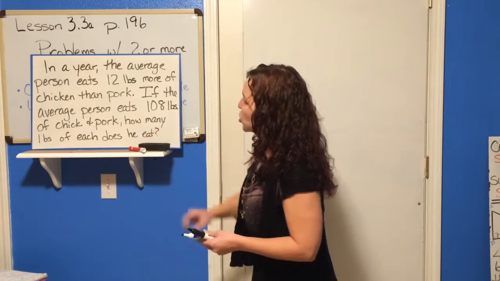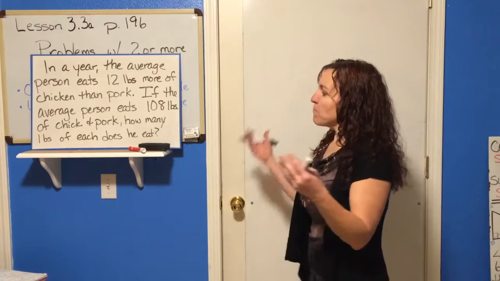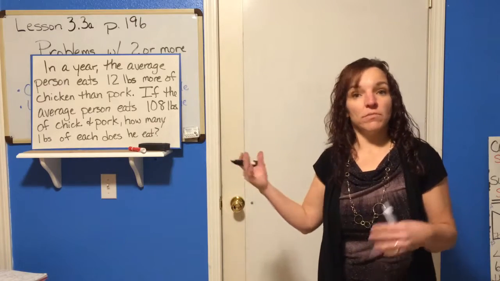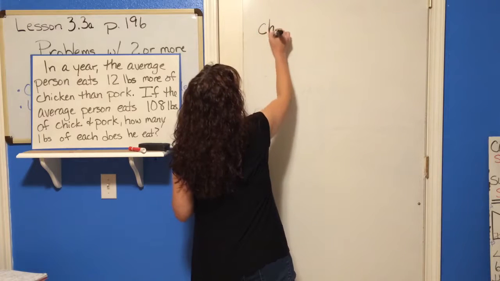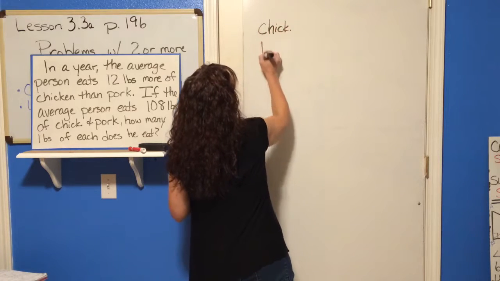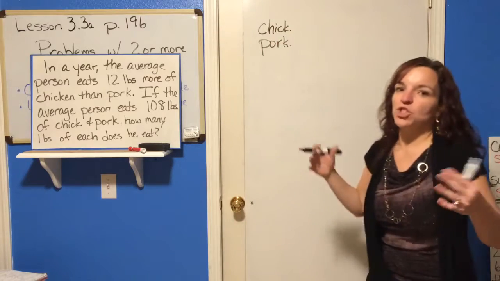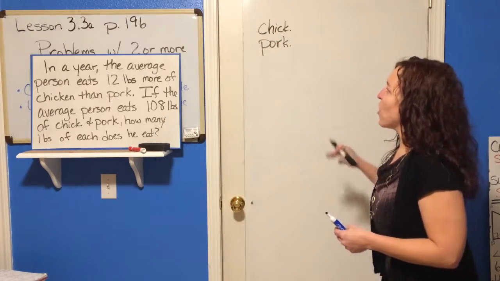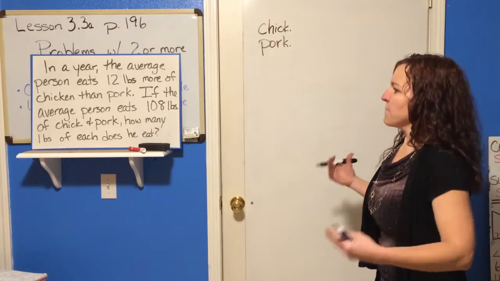All right. So what are we looking for? In this case, we're looking for two unknowns. We're looking for chicken and we're looking for pork. So write it out. What are we looking for? Chicken and pork. There's my two variables, chicken and pork. Those are the two things we're looking for. So now let's state them.